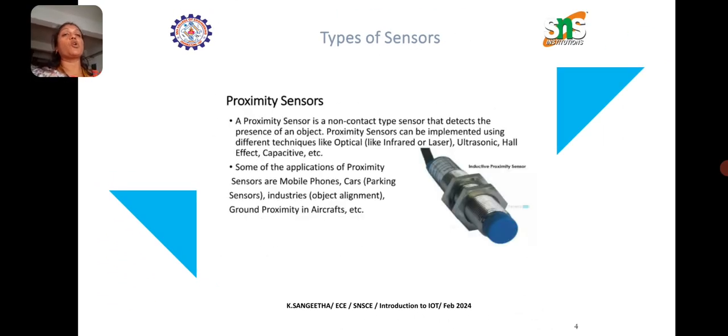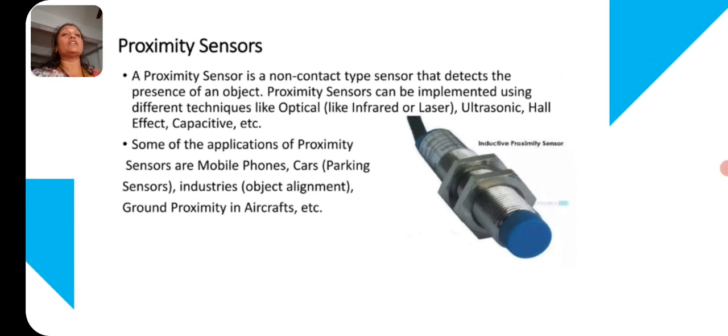So next, proximity sensor. The proximity sensor is a non-contact sensor. That is, it detects the presence of an object, whether the device or object is available or not. The proximity sensor can be implemented using different techniques like optical, ultrasonic, Hall effect, capacitive, etc. Some of the applications of proximity sensors are mobile phones, cars, that is, it can be used for parking sensors, industries, that is for object alignment, and in aircrafts also the proximity sensors are used.